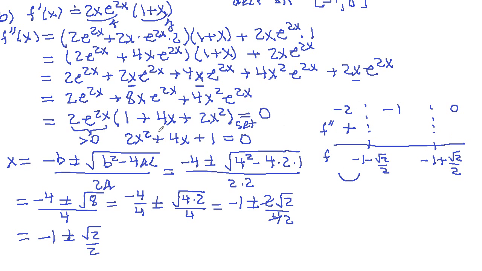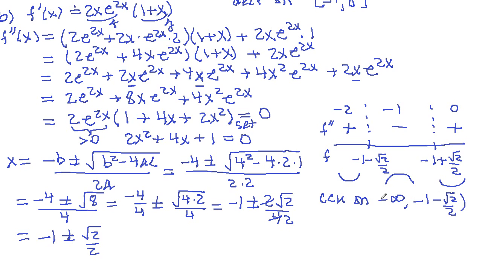Plug in a negative 1. This piece is positive. This will be a negative 4. This will be a positive 2. So 1 minus 4 is negative 3 plus 2, negative 1. So that's negative. Concave down. Plug in a 0, 1 plus 0 plus 0, that's positive. This is concave up. So we are concave up on negative infinity to negative 1 minus root 2 over 2.